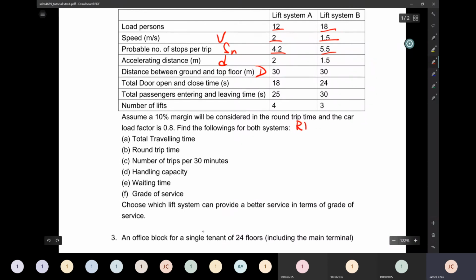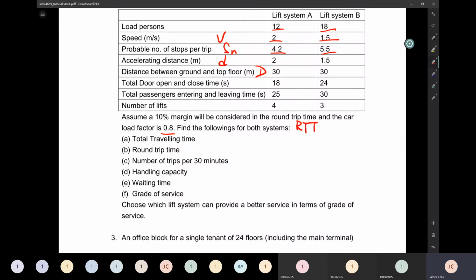Now this is RTT, round trip time. And the car load factor is 0.8. And we are going to find the following for both systems. Now I will illustrate to you for system A, and I will ask you to practice the calculation for system B.